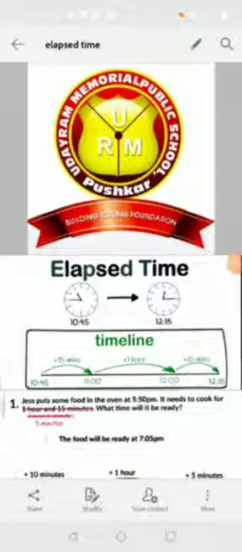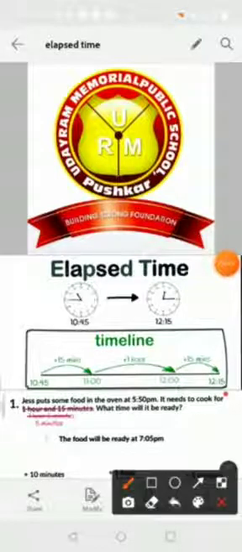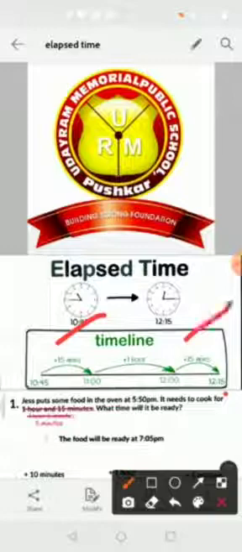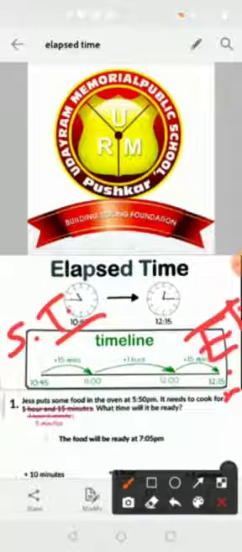To calculate the elapsed time, we need to draw a timeline. We will start our timeline from 10:45 because it is our starting time, and we will end it at 12:15 because it is our ending time, and we are going to calculate the time between these two. So let's start. Draw a timeline from 10:45 to 12:15. This is our starting time and this one is our ending time.